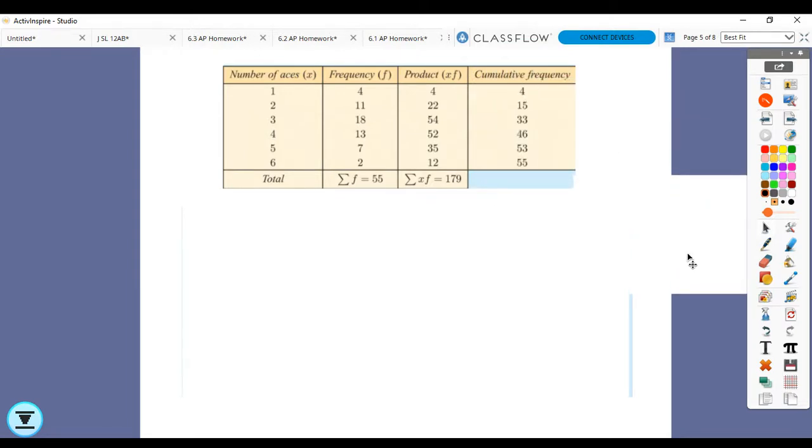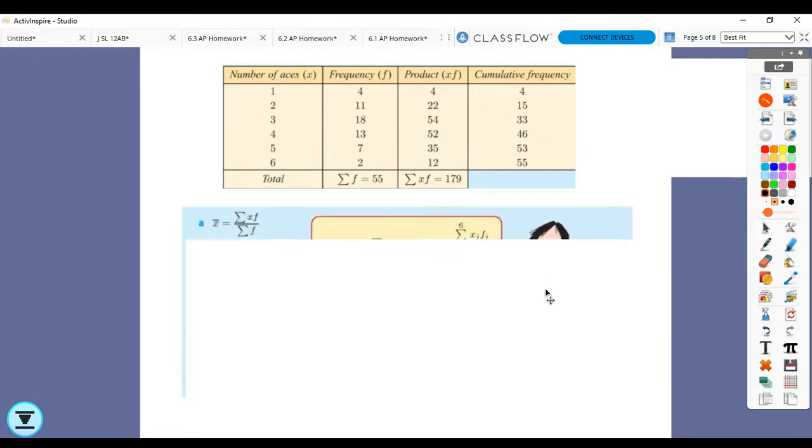Now, the cumulative frequency can help us out with the median. So what this is saying is you have 4 in this column here. Then now we're up to 11 more. That's where the 15 comes from. Then add the 18. So this is showing all the way up to our total of 55, and that's going to help with our median.